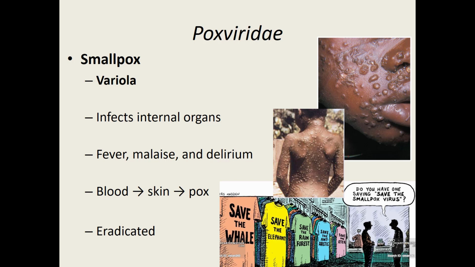Now the virus moves throughout the body because it gets into the blood. Again, it can affect all those internal organs, but when it gets to the skin, it will show those outward manifestations of pox. For individuals that do survive smallpox, it will leave scars anywhere one of those pustules appeared.